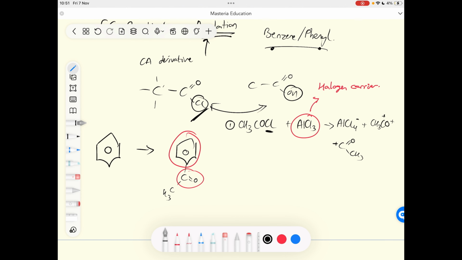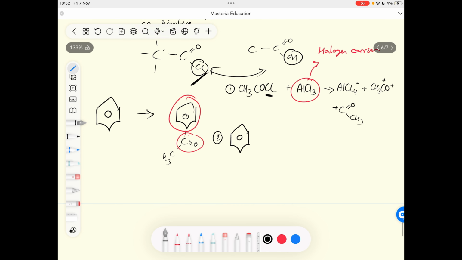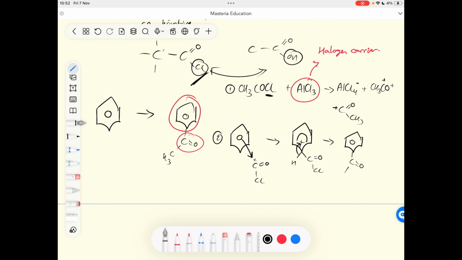Now, what then happens is, same as before, the actual mechanism. So we take our benzene, we take our C plus OCl, and then the exact same type of mechanism happens. That's the first step. Once again, that bond breaks. Once again, we have this, and we have that hydrogen. Then once again, that bond breaks. And we're left with the exact same thing, COCH3 plus our H plus.